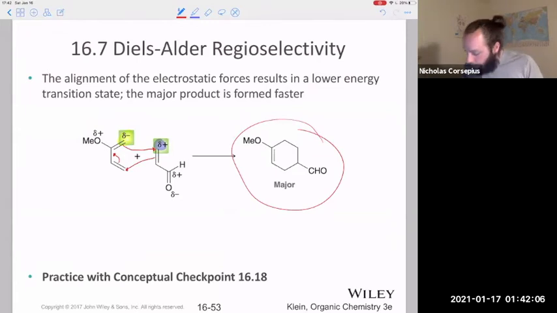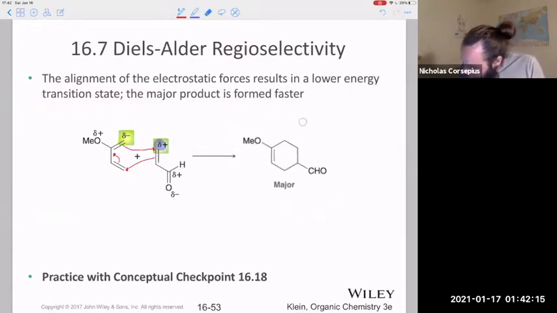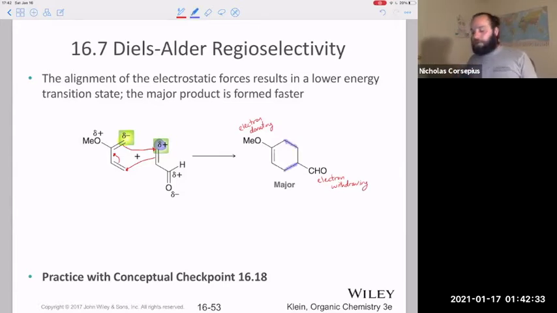Okay, where the electron donating substituent, that would be this guy here, is on the opposite side of the electron withdrawing substituent. So this one was electron donating, and this one was electron withdrawing. And they are on opposite sides when you consider the fact that these were our two newly formed bonds.